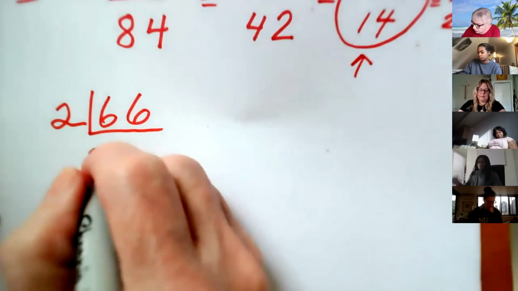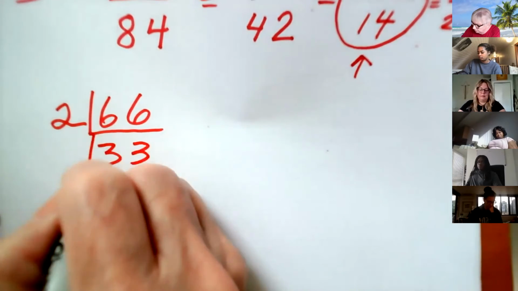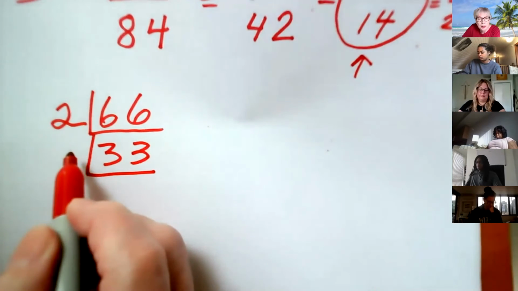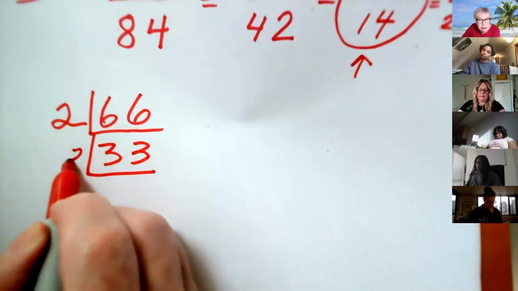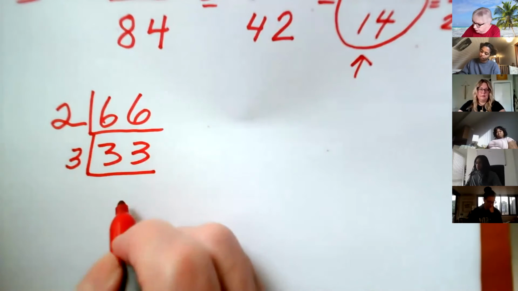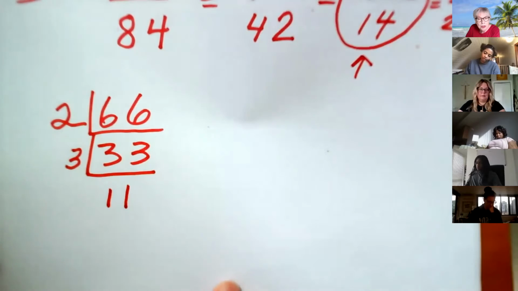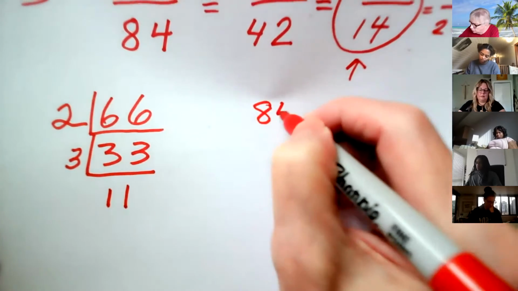2 into 66 is 33. 2 does not go anymore, but 3 clearly does. And 3 into this is 11. So those are the prime factors of 66. I'm going to now do 84.